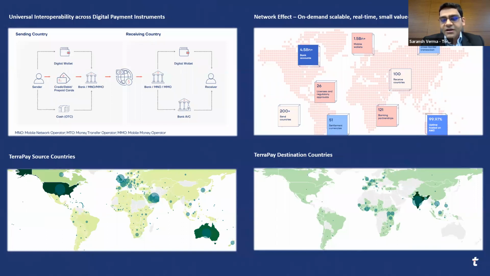If you see, there are very large pockets of receiver countries on this map in sub-Saharan Africa, as well as Philippines, Indonesia, Vietnam, etc. While India, of course, is the largest receiver of remittances, as is the global trend. We can go to the next slide, please.